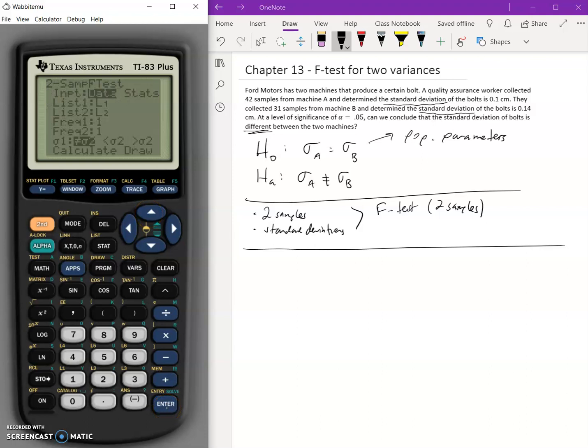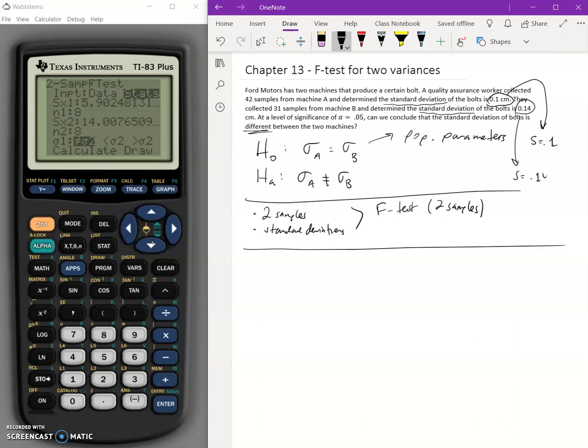Either we can enter in data. So if I gave you lists of data, you'd enter those into your list L1 and L2. But I instead gave you statistics. These are already calculated values. So my Sx1, this is the standard deviation. Now notice in this case, I gave you the standard deviation. Here, this is going to be, say, S is equal to 0.1. And the next one we're going to have is a sample standard deviation of 0.14. And these are really SA and SB.